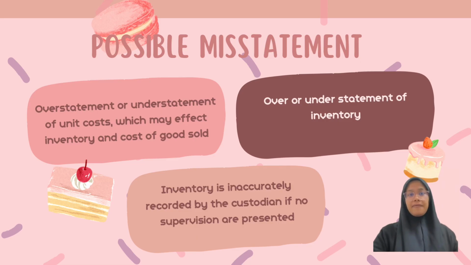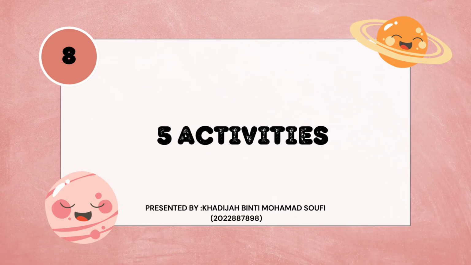Possible misstatement. The fact is that statements are underestimated in unit cost, which may affect inventory and cost of goods sold. It is over or understatement of inventory. Inventory is inaccurately recorded by the custodian if no supervision is present.